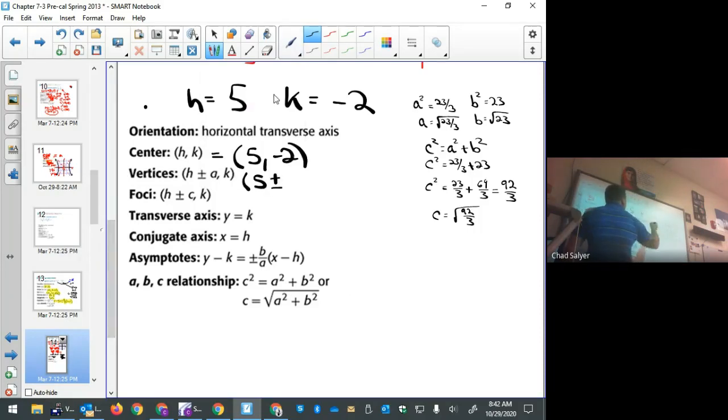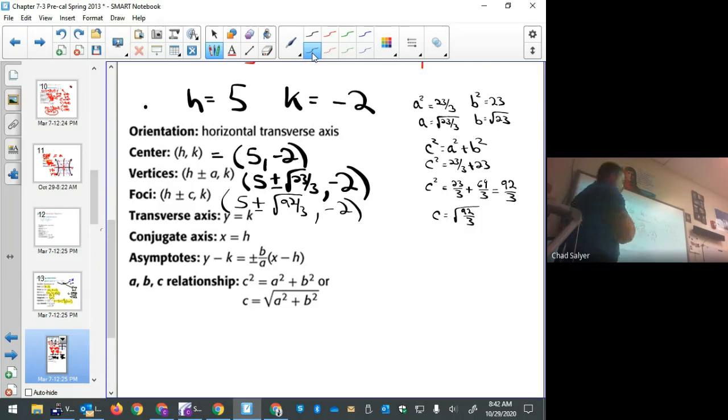5 plus or minus a is radical 23 over 3, comma, -2. Focus. 5 plus or minus radical 92 over 3, comma, -2. Transverse axis: y equals -2. Conjugate axis: x equals 5.